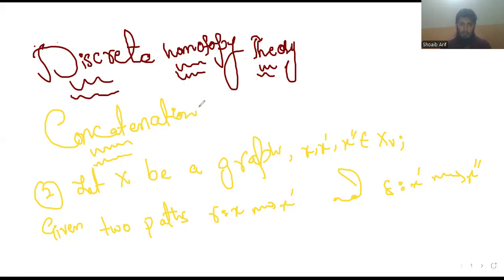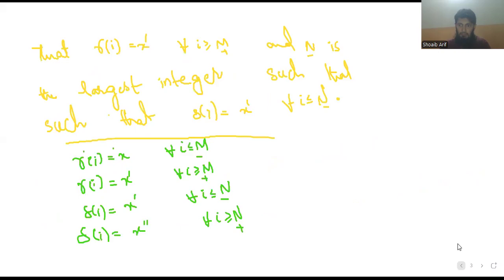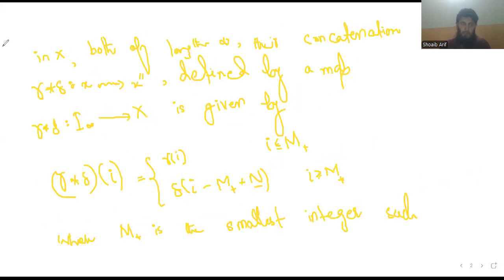So in this lecture I will explain the definition of concatenation for infinite length paths. Let X be a graph, and let x, x prime, and x double prime belong to the vertex set of X. Given two paths, gamma from x to x prime and sigma from x prime to x double prime, both paths lie in X and both are of length infinity, as we discussed at the start.